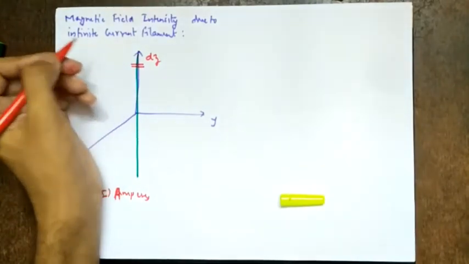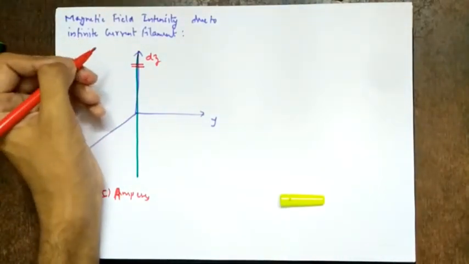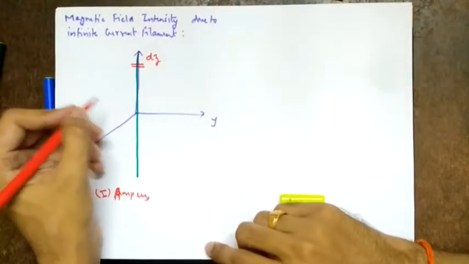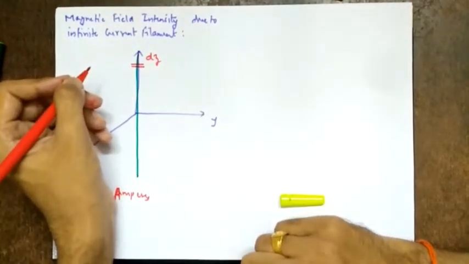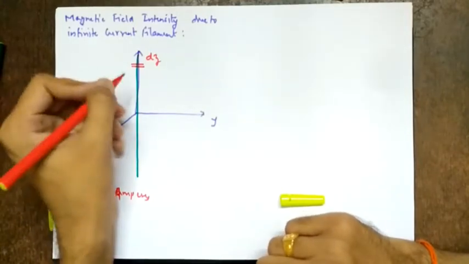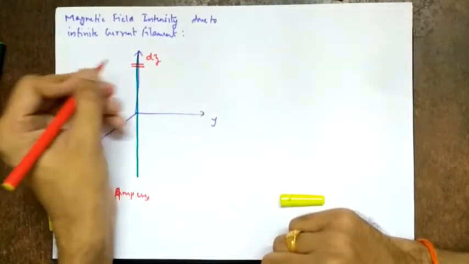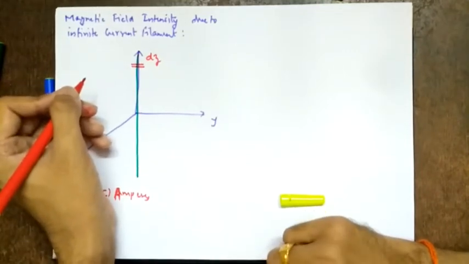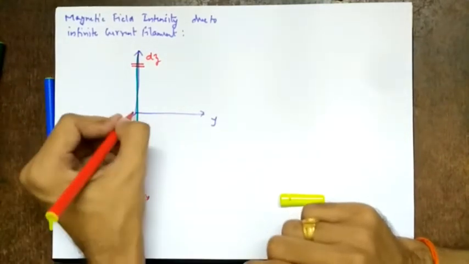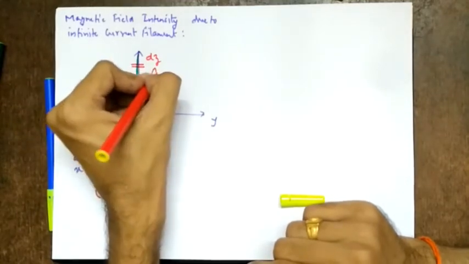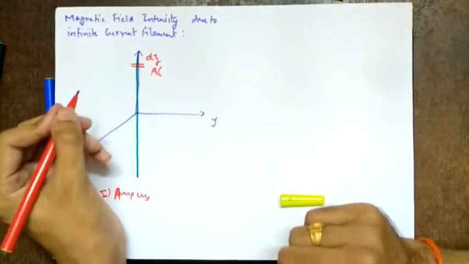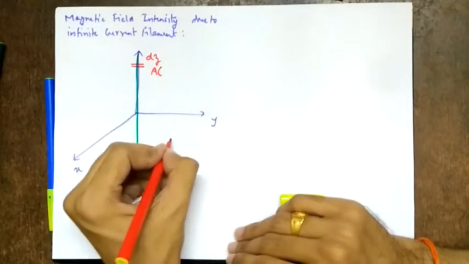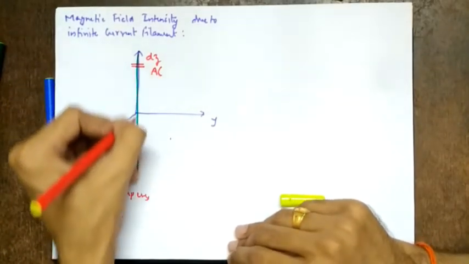Because of symmetry, we'll use the same coordinate system which we used for electric field due to infinite line charge. If you have not seen that video, make sure you see it, because I am always referring to that video, else you will not understand what I am saying. So this is the origin. Again we are using the cylindrical coordinate system.